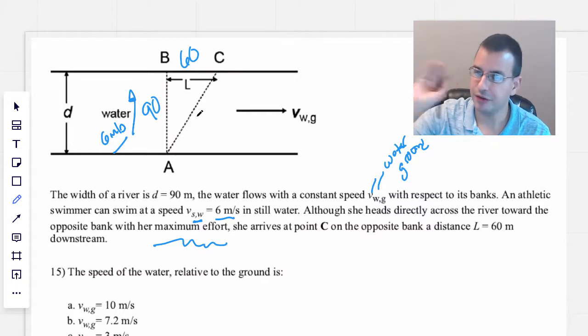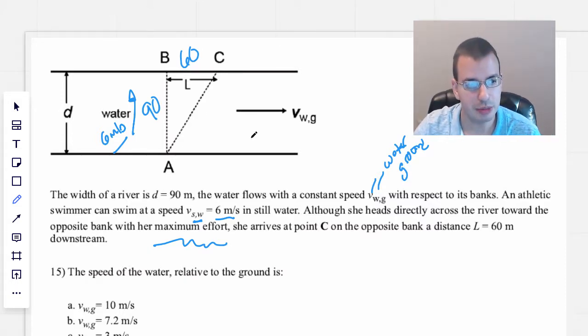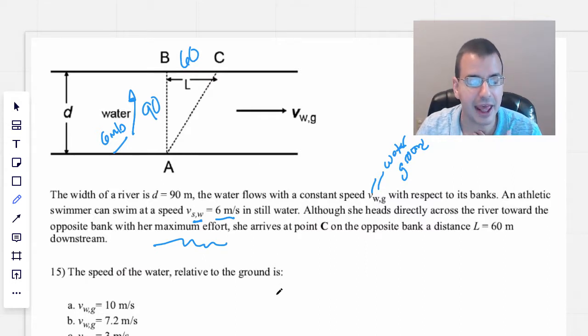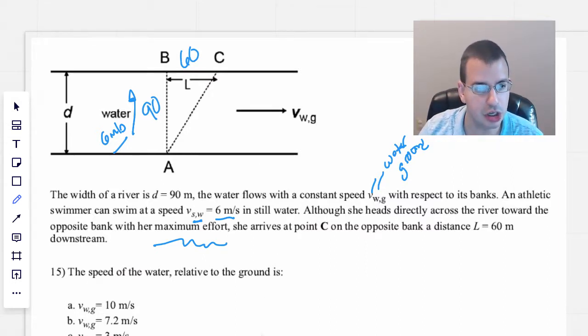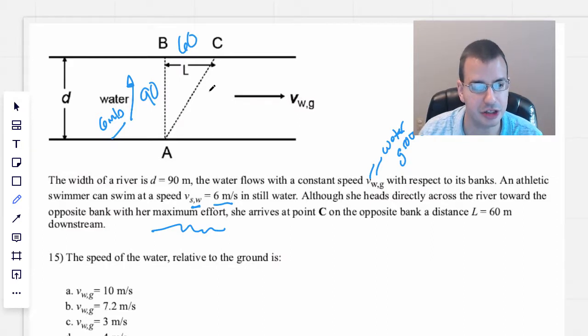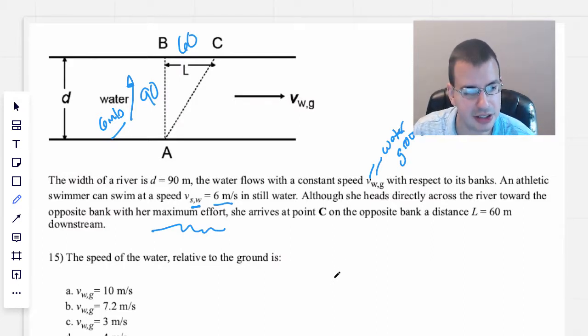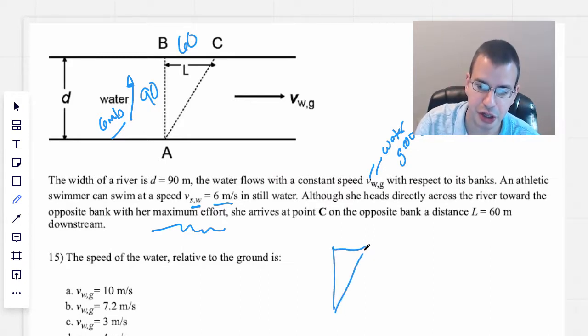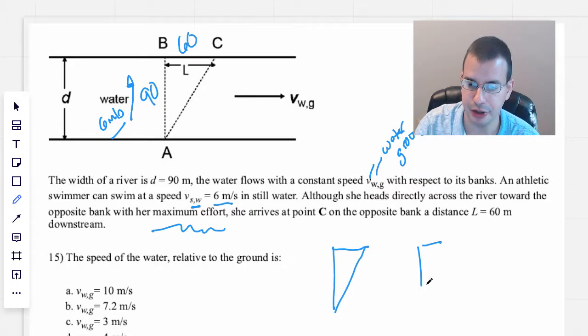Okay, speed of the water relative to the ground is... so what we got here is we have water flowing. This water is pushing the swimmer. We're assuming that it's pushing it perfectly, and we're trying to find out how fast this water is going. So the idea here is she swims this way, but their combined vectors go that direction. There's a couple ways of looking at this. We're going to look at it with the kind of brash, winging it type methodology.